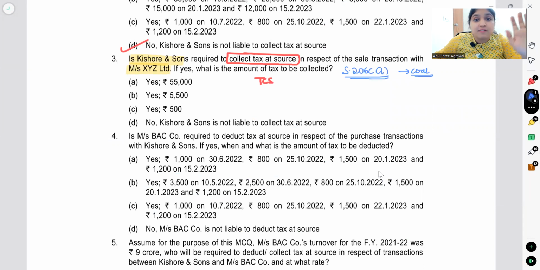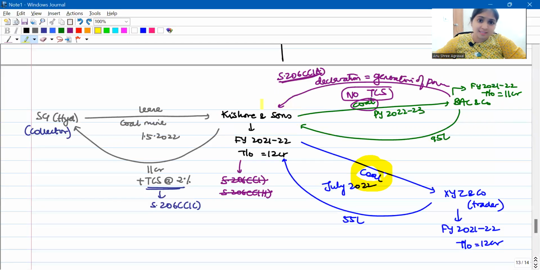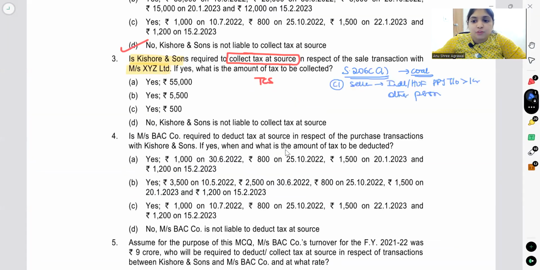But under 2061, we will not blindly calculate tax. We will apply the conditions. What was the first condition? The seller, if individual or HUF, then the preceding previous year turnover should be more than 1 crore, or the seller should be any other person. Here the seller is Kishore and Sons. We don't know whether they are individual, HUF, partnership firm, LLP. We don't know what they are. But whatever they are, their turnover is 12 crores. So preceding previous year turnover is more than 1 crore.